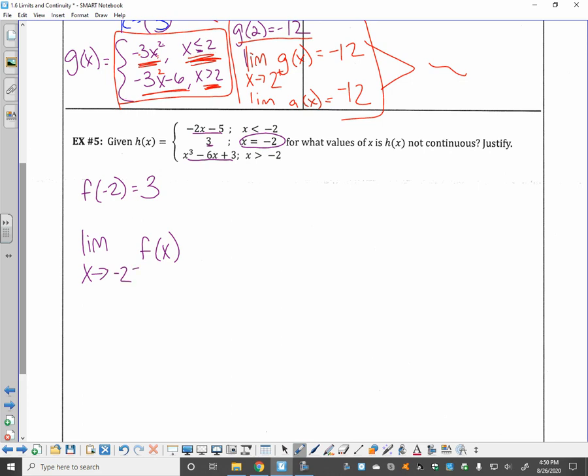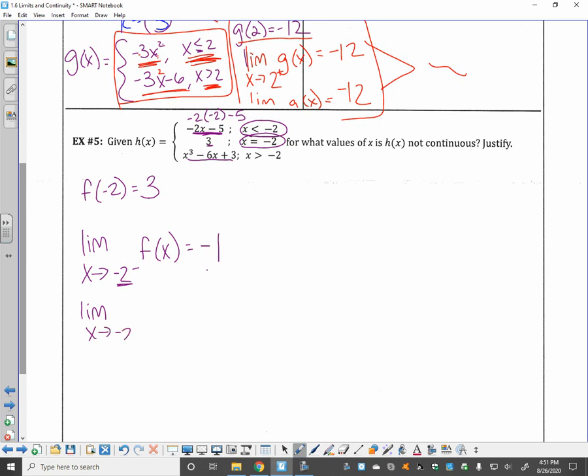Okay, so which piece would I go into? From the left. That would be this one, because these are the values to the left. So if I'm flying in on this one towards -2, so -2 times -2 minus 5. So that's a +4. Minus 5 is -1. So I can already tell I'm not going to be continuous because these two numbers don't match.